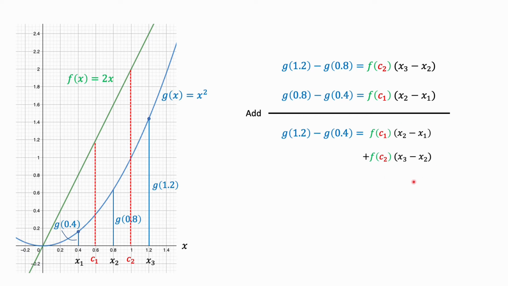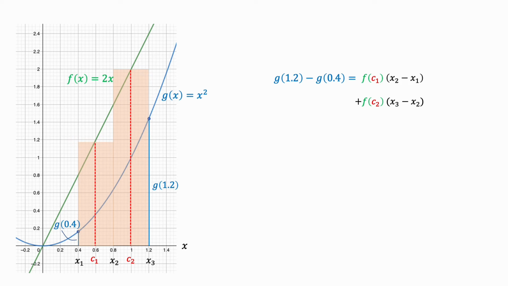What does this represent graphically? What does this part represent graphically? It represents exactly these two rectangles in red, because the value of f at c1 is this distance, times this gives you this area, and then f at c2 is this distance, times this distance gives you this area. So you get now the difference in the value of g at the endpoints equals two terms, two areas. And the areas are related to the function f, not the function g.